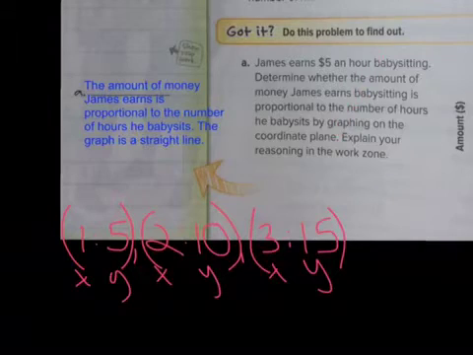Here's my answer. The amount of money James earns is proportional to the number of hours he babysits. The graph is a straight line, so it is proportional, boys and girls. If it's 1 hour, it's $5. If it's 2 hours, it's $10. It just doubles here. It didn't double here, it's just continuing to increase by 5. It's always going to be 1/5, 1/5, 1/5. Please put a star right there as your key answer.